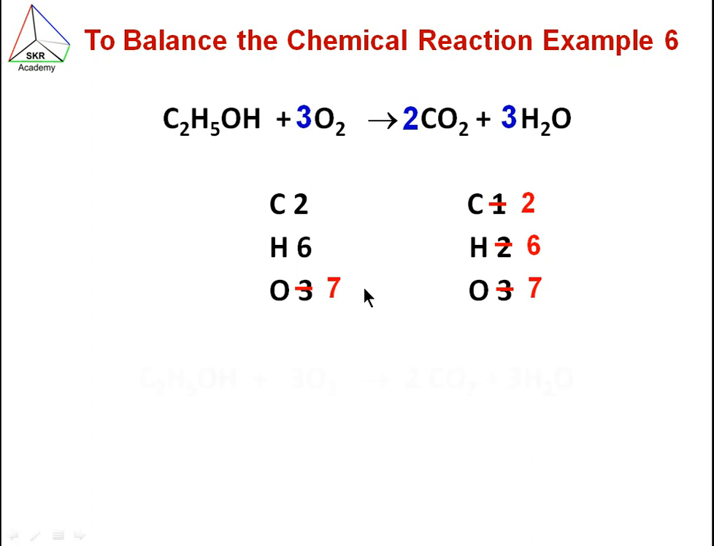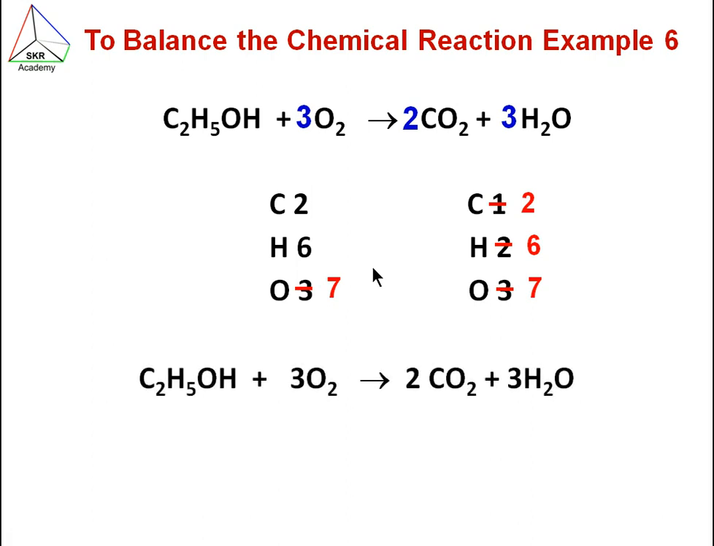And so the final balanced reaction will be: one molecule of ethyl alcohol will consume 3 oxygen molecules, then it will produce 2 molecules of carbon dioxide gas and 3 molecules of water. So this is the balanced reaction. So this was all about balancing chemical reactions.